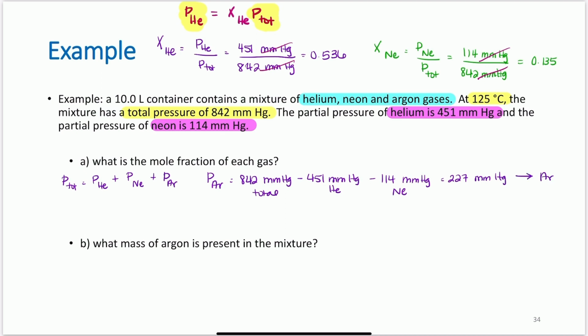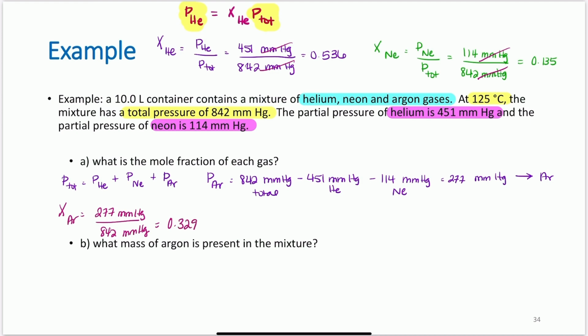So now I can use the equation I was just using, and I can say, okay, my partial pressure of argon, 227 millimeters of mercury, 277, I apologize. That should be 277 millimeters of mercury divided by 842 millimeters of mercury gives me 0.329 for argon.